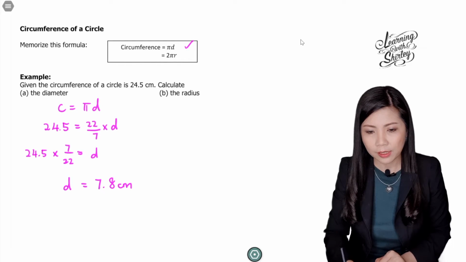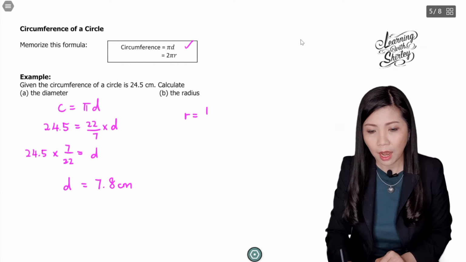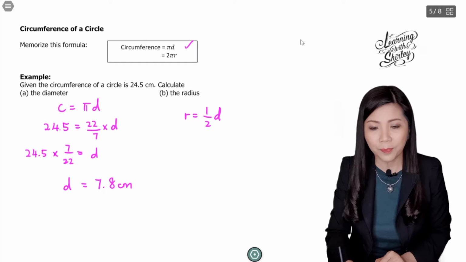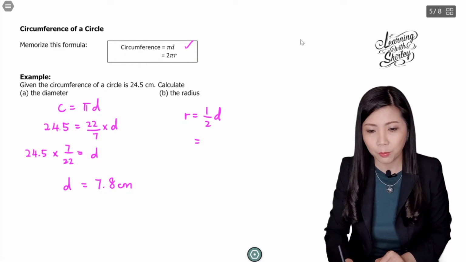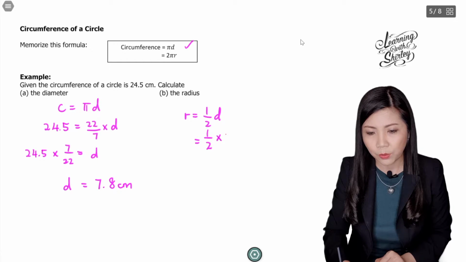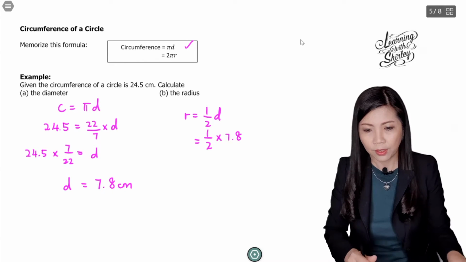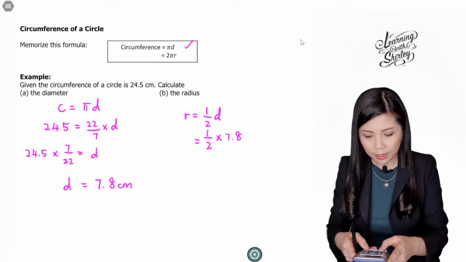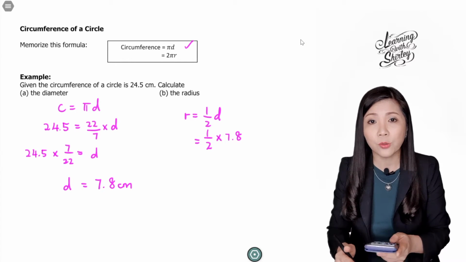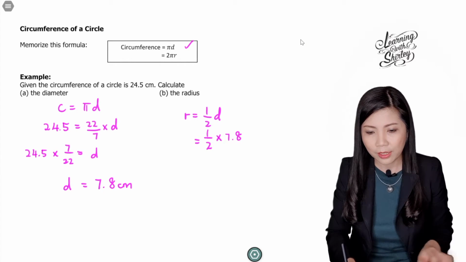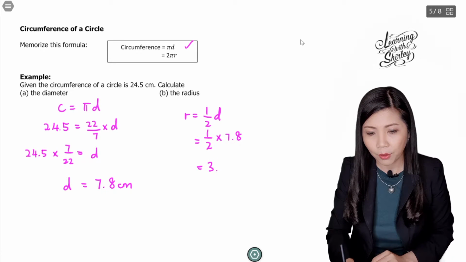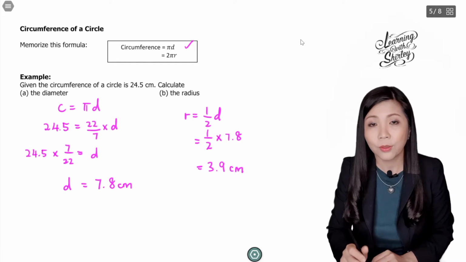To find the radius, we know that the radius is half of the diameter. Just now we already found 7.8 as the diameter, so I'm going to substitute it in here. Let's calculate 7.8 divided by 2, so we get 3.9 cm. So that's the answer.